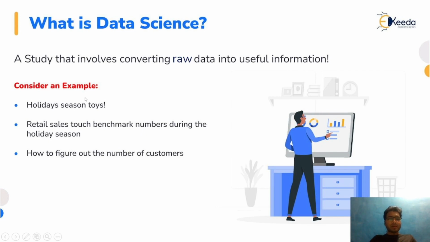So there are some examples listed below. One is holiday season toys. Let's assume there is a particular stationery shop, and he sells toys for kids. He wants to know, in the upcoming holiday season, let's say Raksha Bandhan is coming, what kind of toys will be bought more by the customers? So how exactly can he get that information?